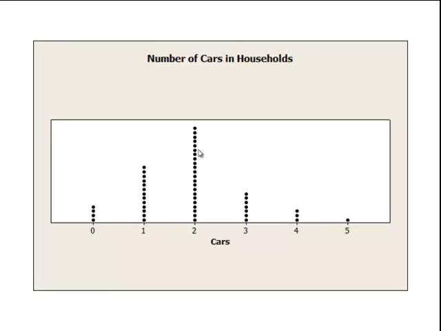Now if you remember, this is discrete data. Here very quickly we see that there are 4 households with 0 cars. There's 1 household with 5 cars. And we see the largest frequency is 2 cars per household. Let's look at another example.